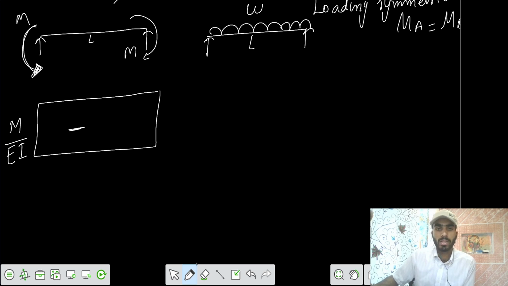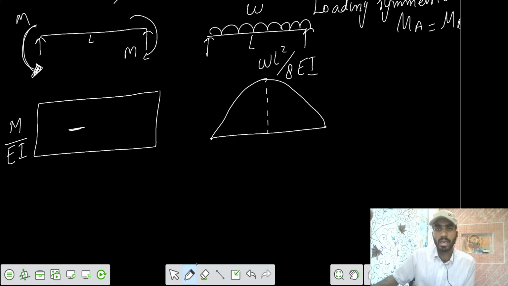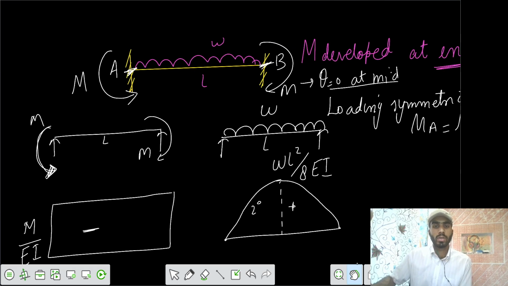And similarly for this one we have the standard result. We can write that the maximum moment is at the mid, equal to WL square by 8, divided by EI, and positive. And this is a 2-degree parabolic variation, WL square by 8 EI. So we got these two values.